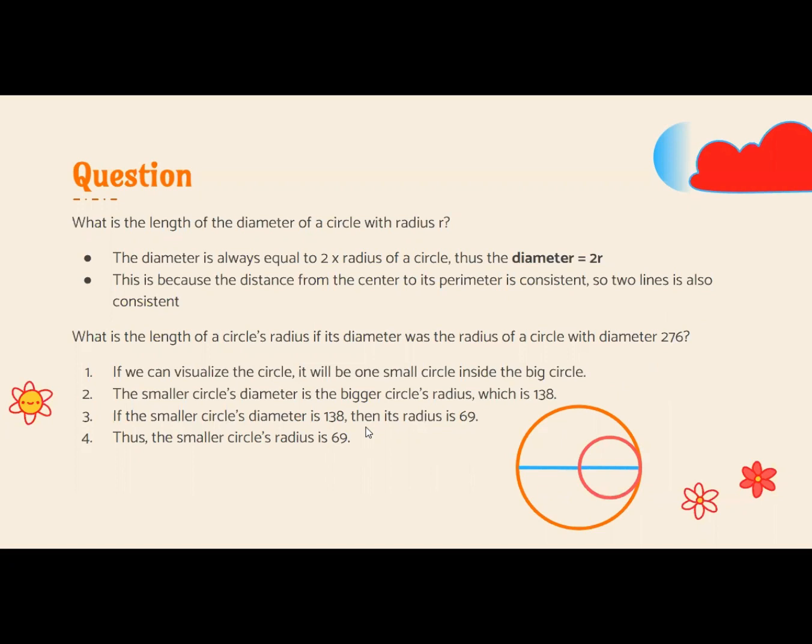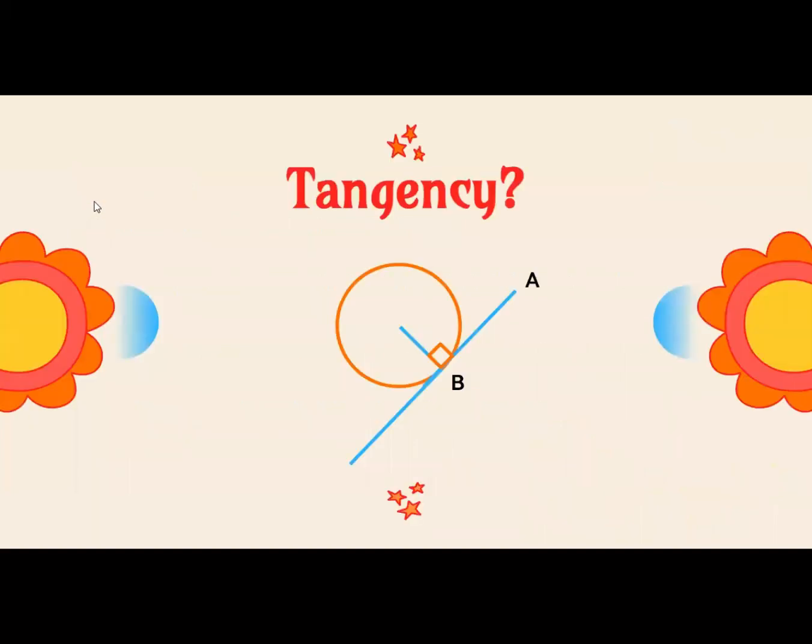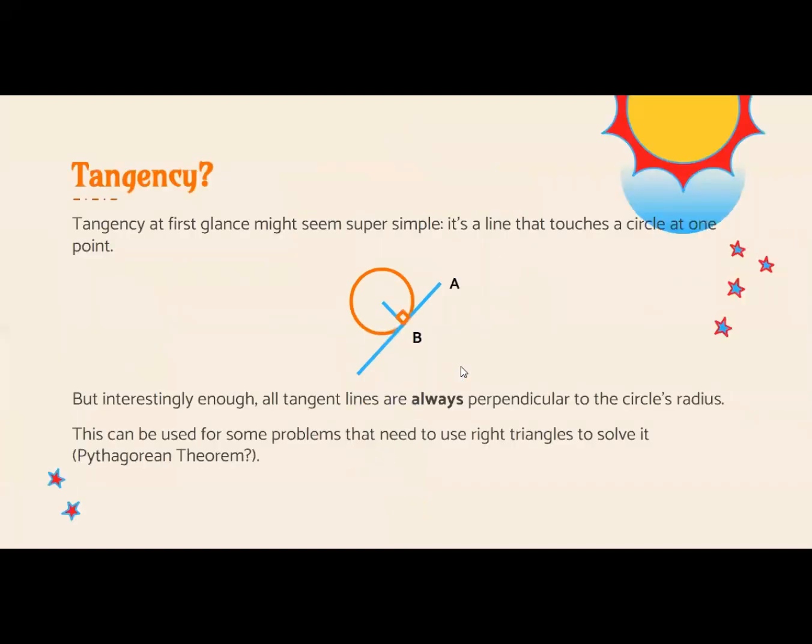So that is a very fast strat you can do, but you can just do it slowly like this, and that's fine. Okay, so we did diameter and radius. How about tangency? So tangency is a line that touches the circle at one point. So let's see, we'll go over that. It might seem super simple, right? It is a line that touches a circle at one point.